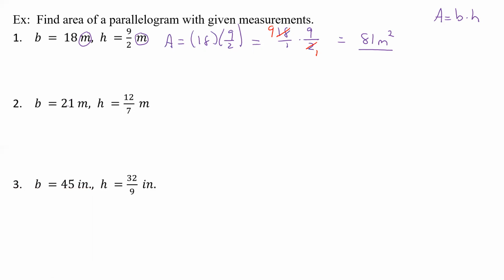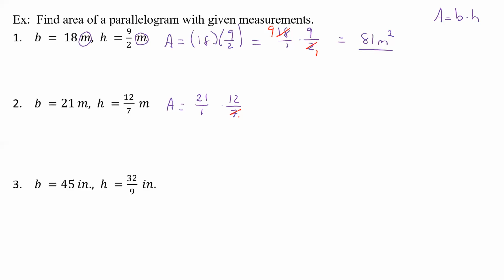Okay, what about this one? Same thing. We just have to do multiplication. And the key thing is we're just practicing putting things into a formula, in this case the parallelogram. And then after that, it's back to multiplying 2 fractions together. So we have 21 meters for the base, 12/7 meters for the height. And if you remember over here when we had 18, we had to convert it to 18 over 1. So let's go ahead and convert this to 21 over 1 times 12 over 7. That way it saves us a step on writing things out.